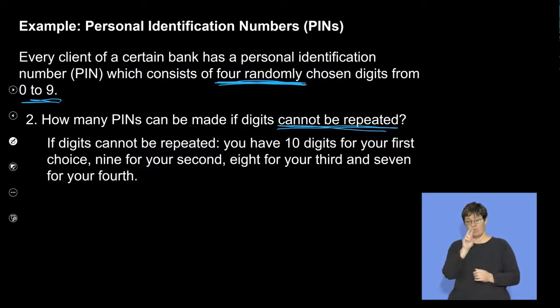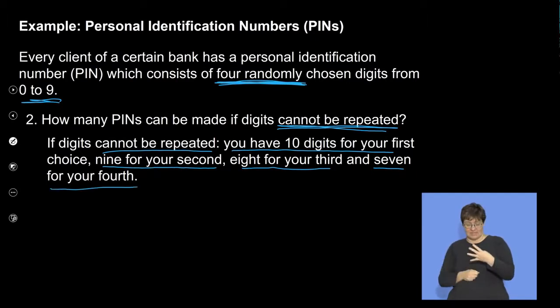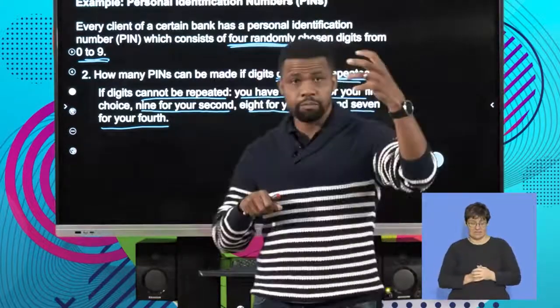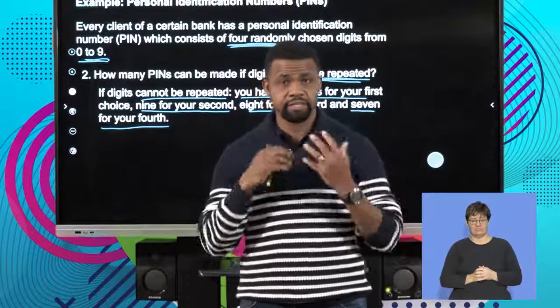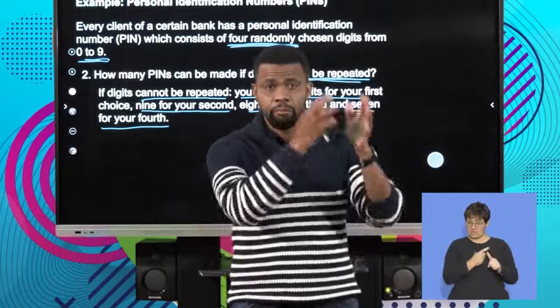So let's look at this. If digits cannot be repeated, you have 10 digits for the first choice. Are we together? Then 9 for second choice, 8 for third choice, and 7 for the fourth choice. Are we all together? We have 10 for the first choice, followed by 9, 8, then 7. And by the fundamental principle of counting, we multiply those numbers together.